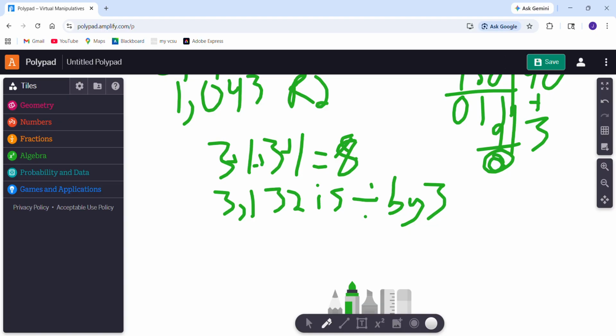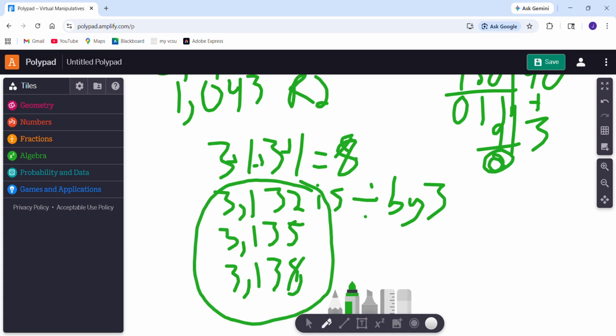And then subsequently, to find the rest of the changes you can make to the ones place, you could just simply add 3 and keep adding 3. So you can do 3,135, and then you can do 3,138. All of these would work to make it divisible by 3 evenly.